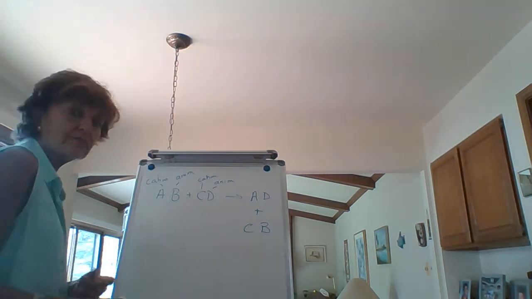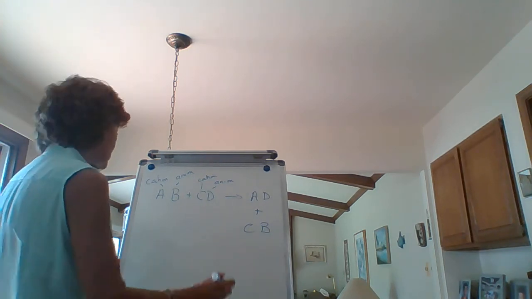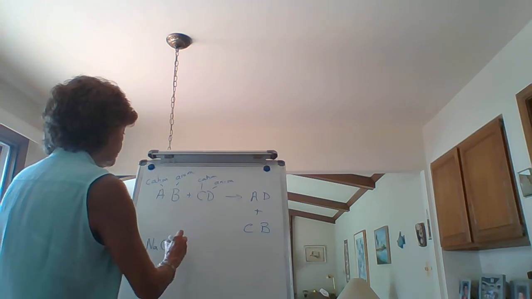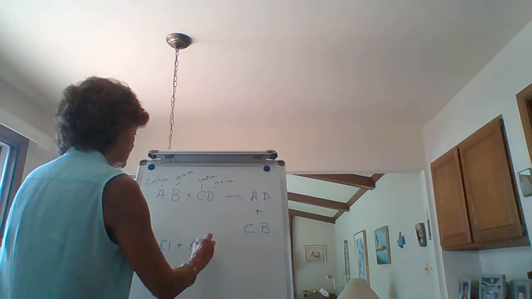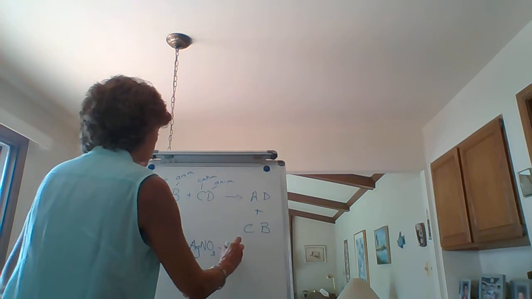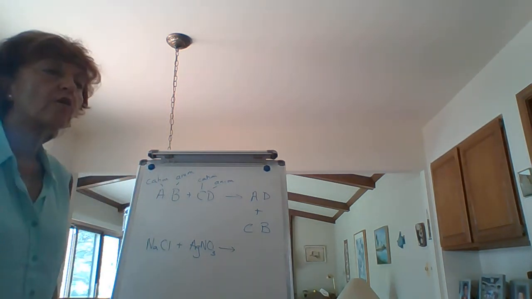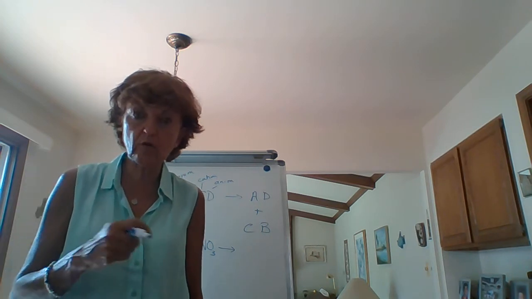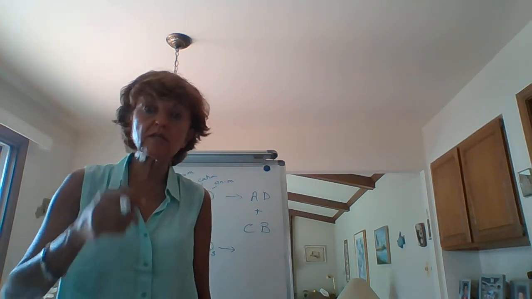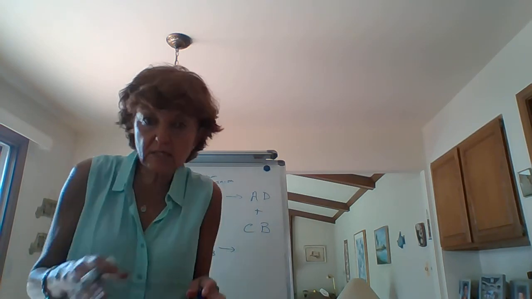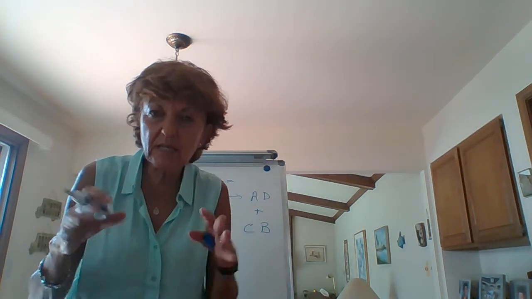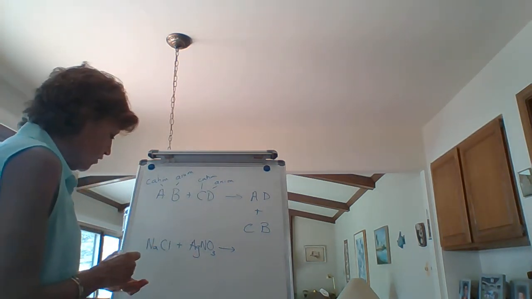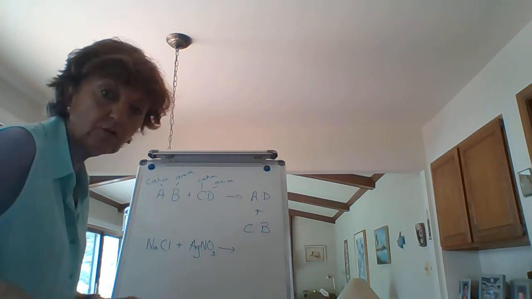So let's say I have some real things. Let's say I've got sodium chloride plus silver nitrate. Now this is the test that we use in lab to identify the chloride ion, because when silver and chloride hook up, according to the solubility rules, that becomes insoluble, and then you get this cloudy precipitate in the solution. So that precipitates out.